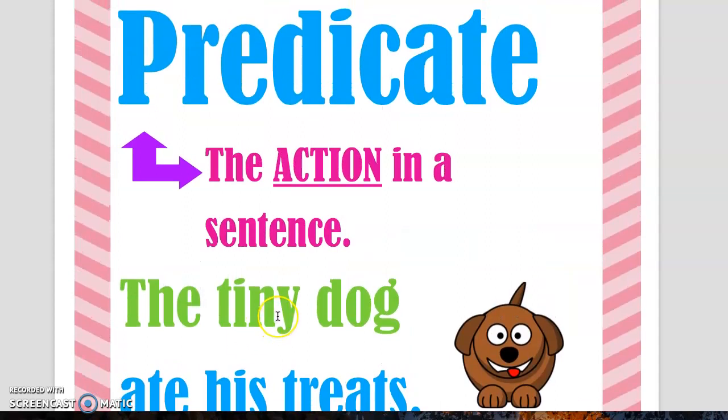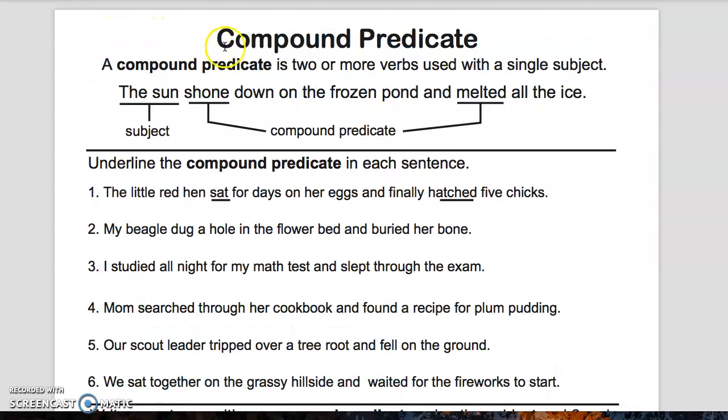So last week we focused on the subject alone. So this week we'll be focusing on the predicate, the action in the sentence. So we'll be discussing compound predicate. A compound predicate is two or more verbs used with a single subject.